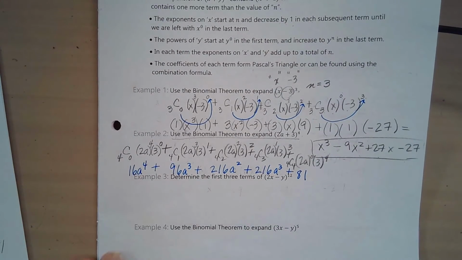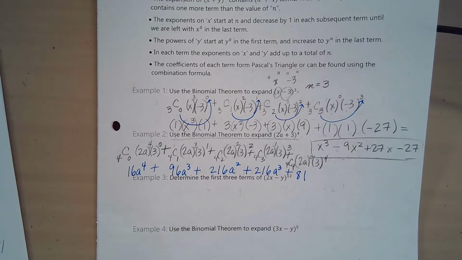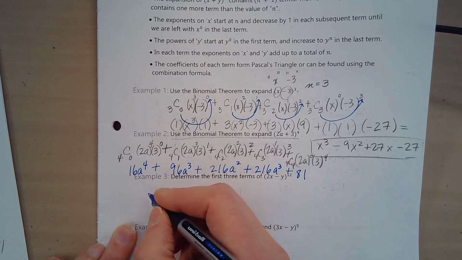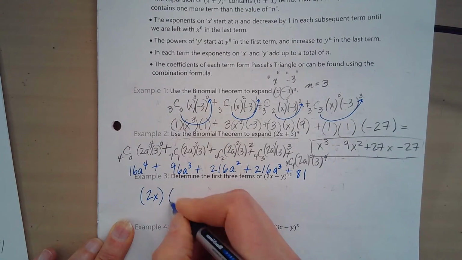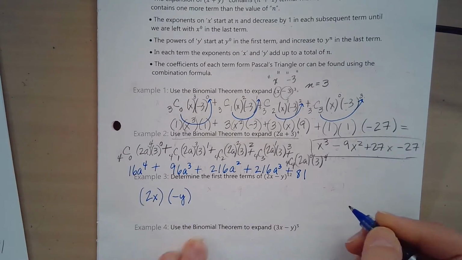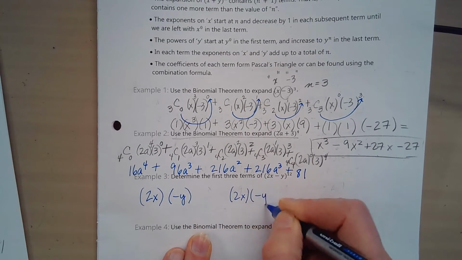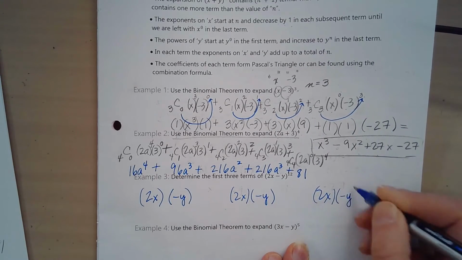It's far too many. So quite often, if n is a high value, you're just going to be asked for the first couple. All right, so who are my members? My members are 2x and negative y. Perfect. So they just want 3 of them. So I have 2x and negative y.